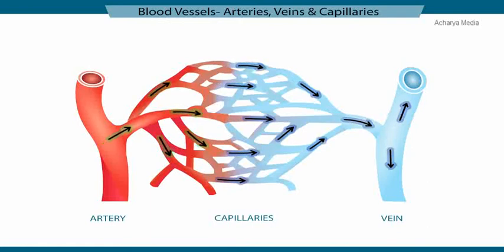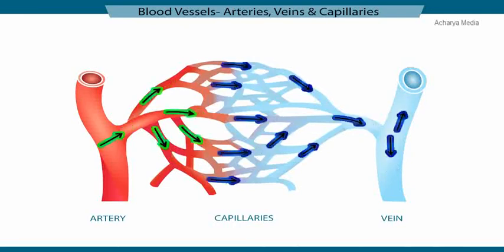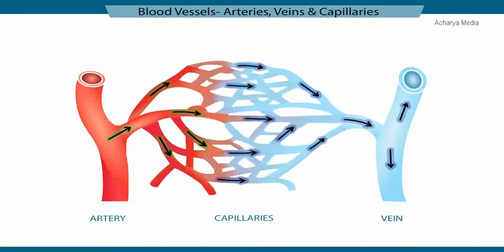An artery is a blood vessel that carries blood away from the heart. Generally, arteries carry oxygenated blood except the pulmonary and umbilical arteries. Capillaries are small blood vessels which connect arteries and veins. They help in the exchange of water, oxygen, carbon dioxide along with nutrients and waste materials between arteries and veins.